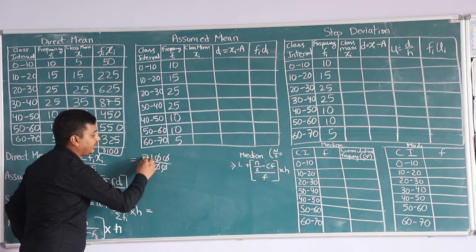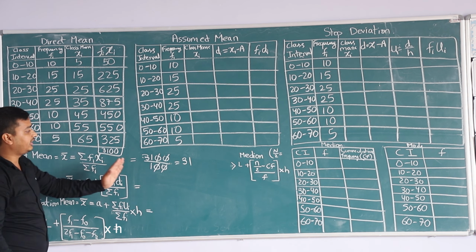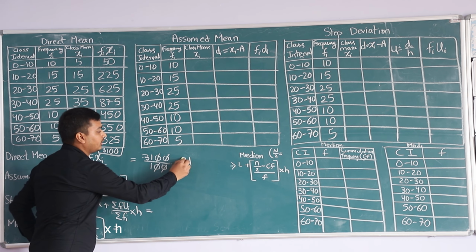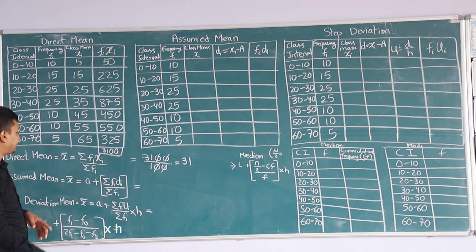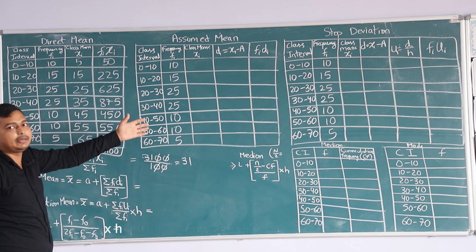0, 0 cancel. 0, 0 cancel. What is the value that I am going to get here? 31. So the mean value is 31. Okay. Now let us move to the next step. That is the direct mean method. By the second mean method, in the second table also we should get the same answer or not.